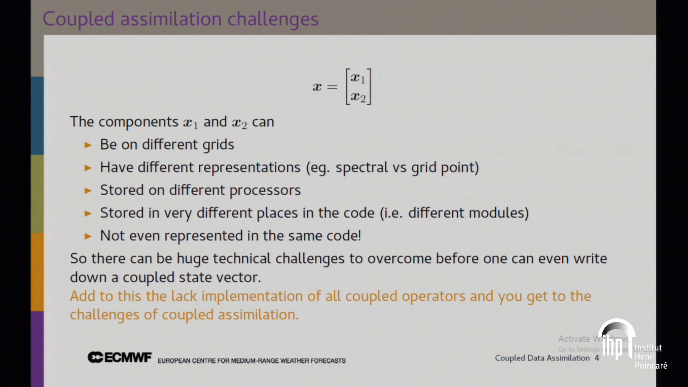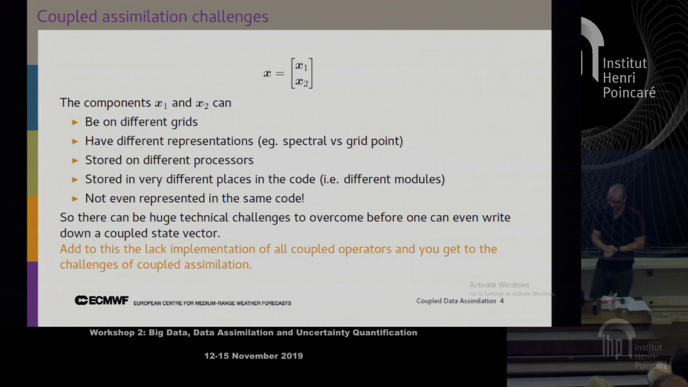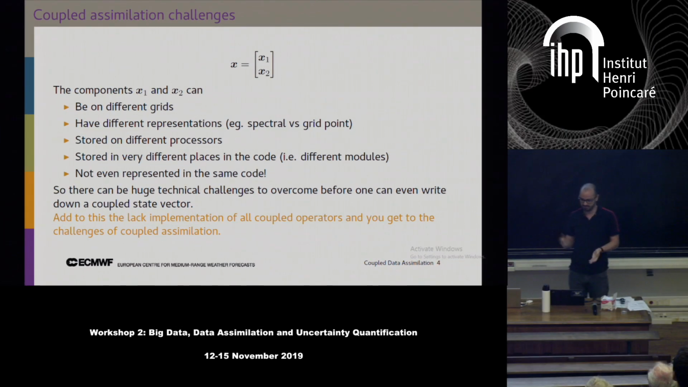We've got a coupled state which has two components, just for simplicity. If we just think about what we have to do technically, well, these states can be on different grids. One could be a spectral representation, one could be a grid point. We deal with big parallel systems, so they can be on completely different processors. If it's in a code, it can be in a different place of the code, a different module. It might not be the same code. You could be running a coupled system with two separate codes that might not even be in the same language.